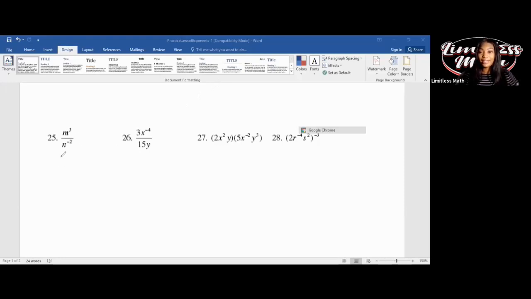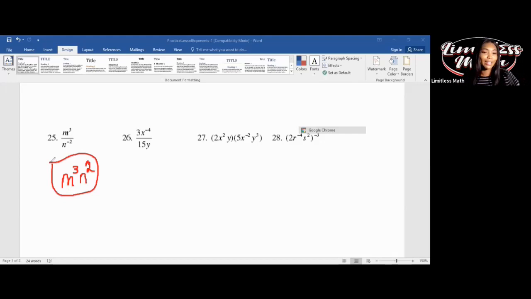Make it happy, change its position. So I'm going to bring the m to the negative 2 up to the top with the m. And now it becomes a positive 2. And now we're done. There's nothing else we can do because the bases are different. So that's it. That's our answer to 25. Nothing else can be done because they're not like terms. They have different bases. Okay?